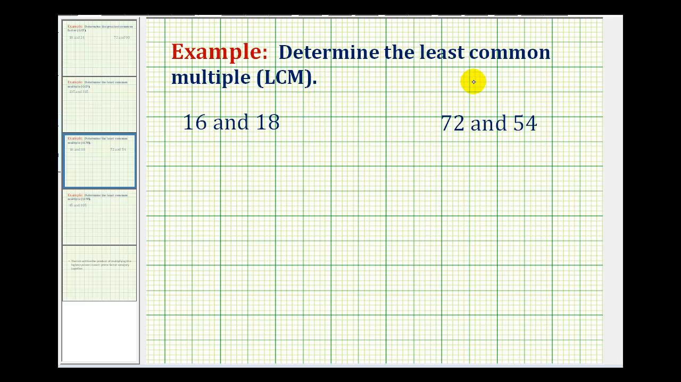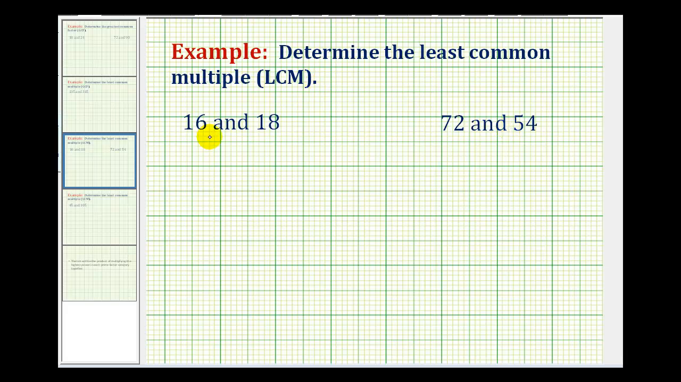We want to determine the least common multiple, or LCM, of each pair of numbers, which means we want to find the smallest number that is a multiple of both 16 and 18, and the smallest number that is a multiple of 72 and 54. There are two main ways of determining the LCM.